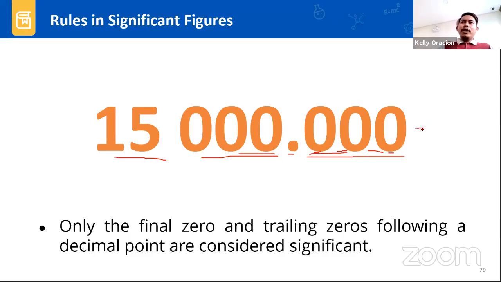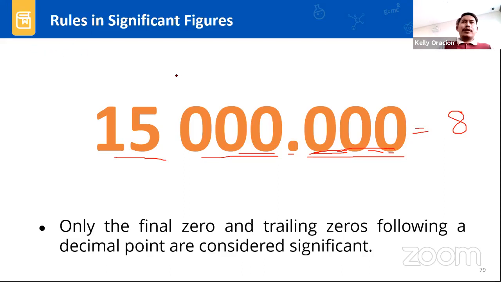So if we are going to find the significant figures of this one, the answer is there are 8 significant figures of this number. Again, this one is considered as trailing zeros. Okay, they are considered significant following a decimal point.